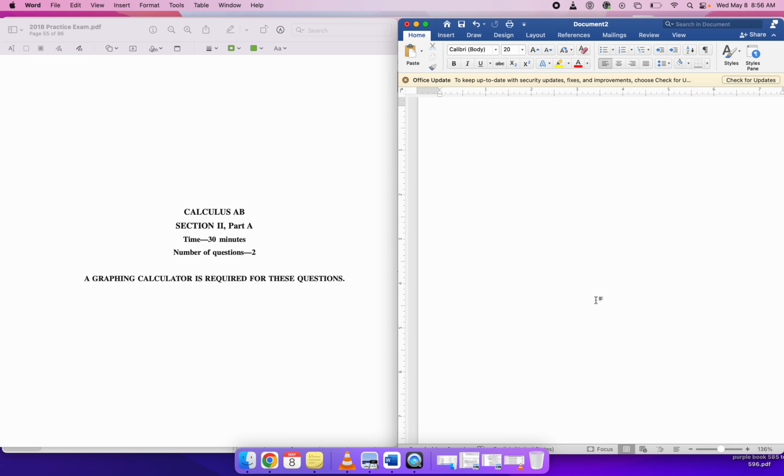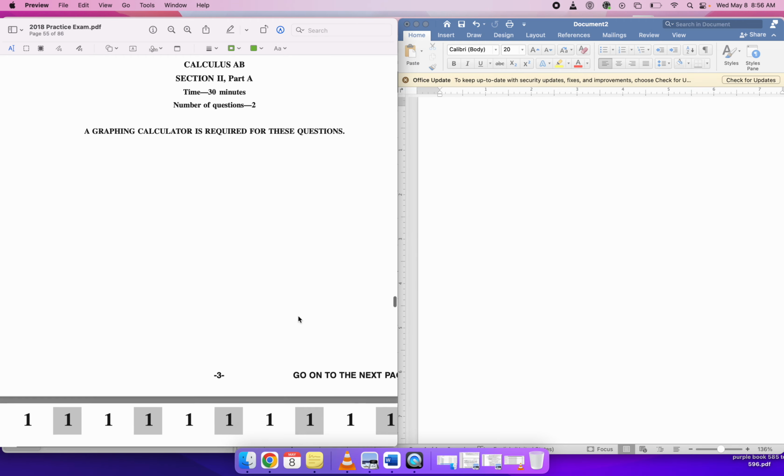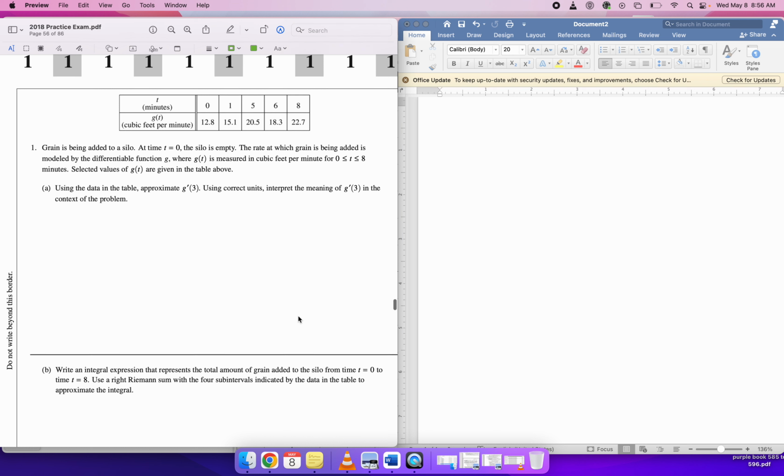This is the graphing calculator open response question. We've got half an hour to do it. First question, we've got a table. Grain is being added to a silo. At time t equals 0, the silo is empty.